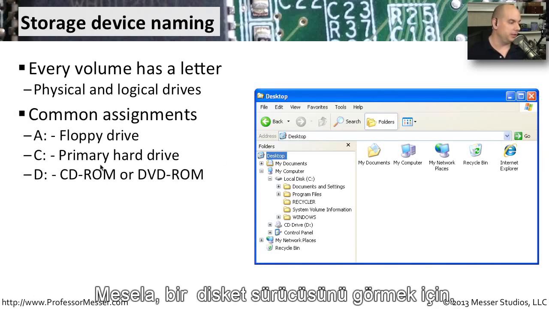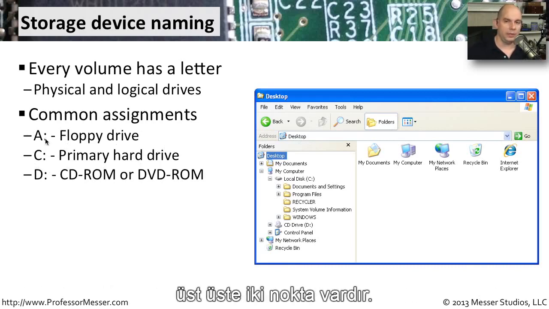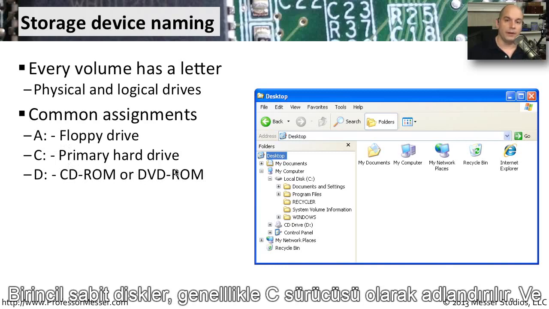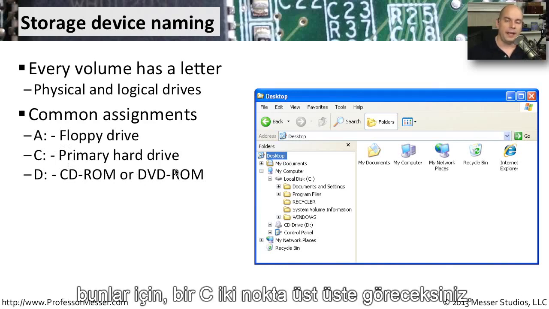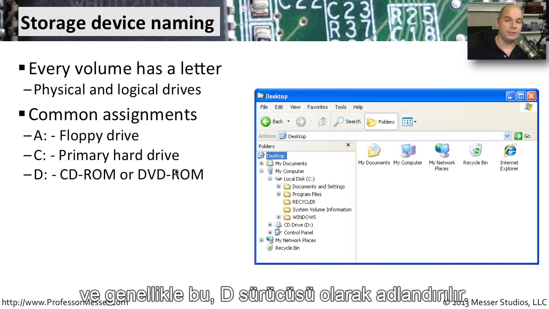If we look closer, we will notice that there are some commonalities as we move from computer to computer. It's very common, for instance, to see a floppy drive referenced as drive A. And you'll notice that it has an A and a colon right after that. That's how we designate that as being a storage device. Primary hard drives are very commonly called drive C. You'll see a C colon for those, and occasionally you'll see a DVD-ROM drive or a CD-ROM drive on a device, and it's usually called drive D.